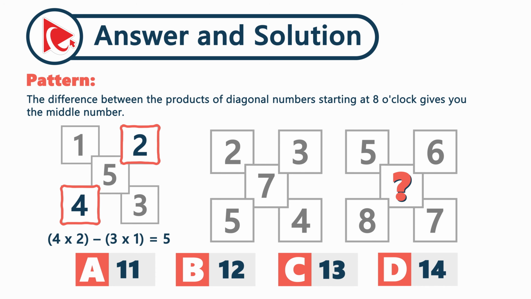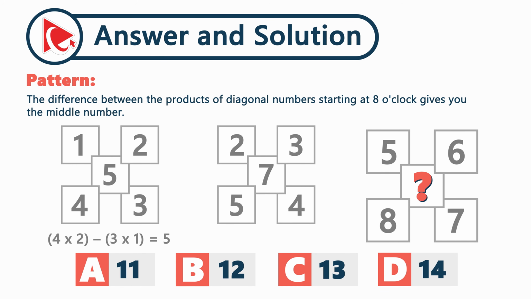4 multiplied by 2 in parentheses minus 3 multiplied by 1 equals 5. You see how sometimes test designers can try to trick you. You see the pattern here, 1, 2, 3, 4, and 5. But it is actually not a sequence. Let's look at the second shape to better understand it. 5 multiplied by 3 in parentheses minus 2 multiplied by 4 equals 7.